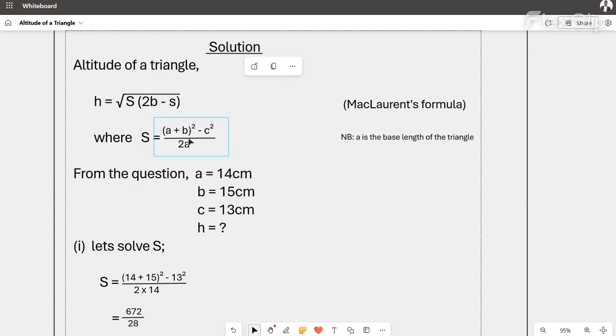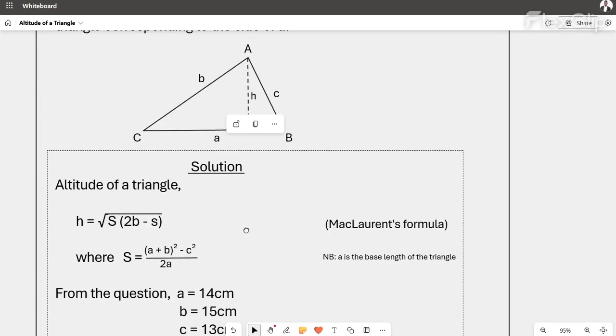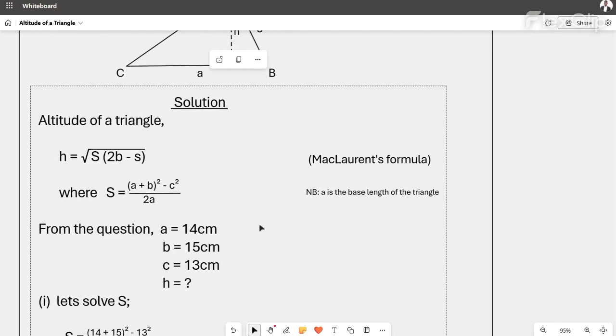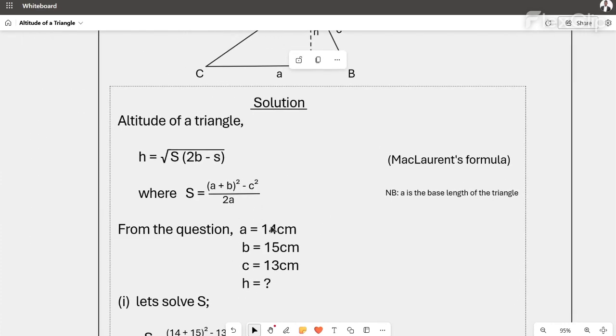This formula is somewhat sensitive. So note that A in this formula, the A you are seeing here, is the base length of the triangle. Because this formula can be kind of confusing, since the values are mixed up like this. Let's say they give you a question where they just list numbers like this to find the altitude of the triangle. You will not know how to plug these values into this formula. And that's what I want to explain now.